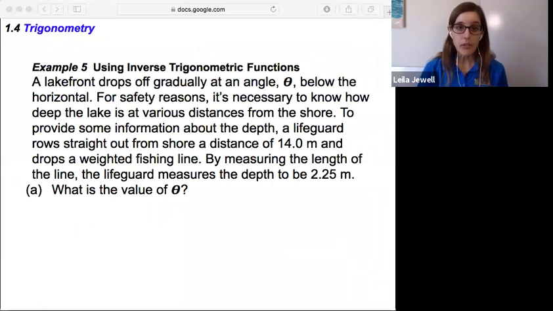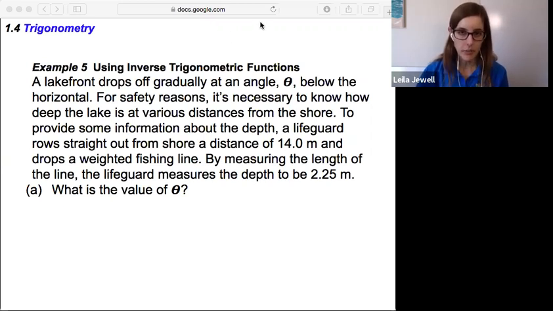Example 5, using inverse trigonometric functions. A lakefront drops off gradually at an angle theta below the horizontal. For safety reasons, it's necessary to know how deep the lake is at various distances from the shore. To provide some information about the depth, a lifeguard rows straight out from shore at a distance of 14 meters and drops a weighted fishing line. By measuring the length of the line, the lifeguard measures the depth to be 2.25 meters. What is the value of theta?